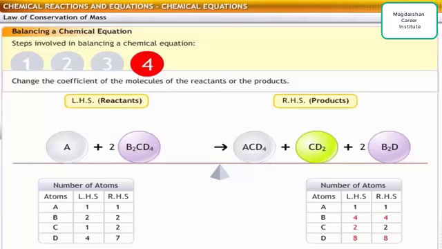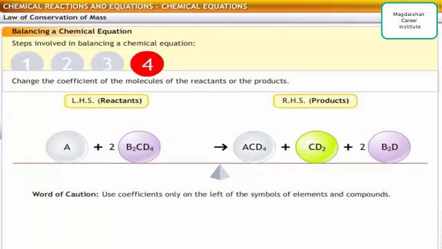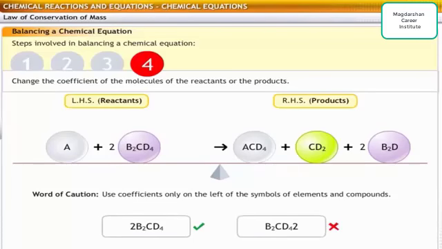In the end, do a final check to confirm that the number of atoms on the reactant side and the product side have been properly balanced. Here is a word of caution. When you balance equations, use coefficients only on the left of the symbols of elements and compounds. Never change the formula of a compound or an element to balance an equation.